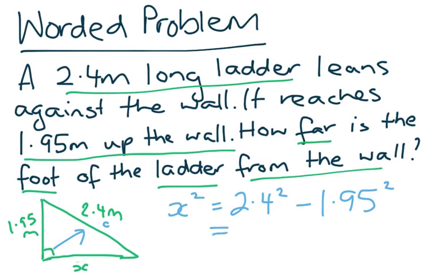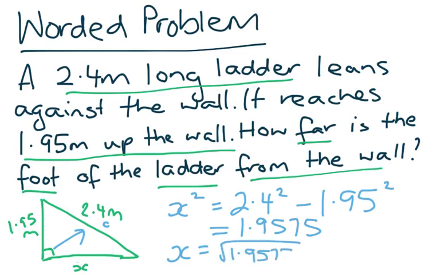So we do that on our calculators, and we end up with 1.9575. But we need to remember that it's squared at the moment, so we have to actually do the square root of that answer. And that gives us 1.4 metres to 1 decimal place.